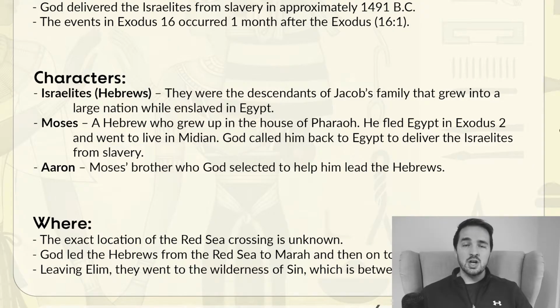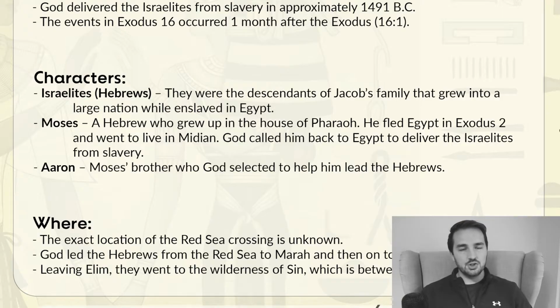We have Moses, who is God's chosen representative to lead the Israelites. He grew up in the household of Pharaoh, royalty of Egypt. But then God used him to deliver the Israelites from Egypt. And then our last main character is Aaron. He is a Levite. He was the brother of Moses, and God had him help Moses as he was leading the Israelite nation.